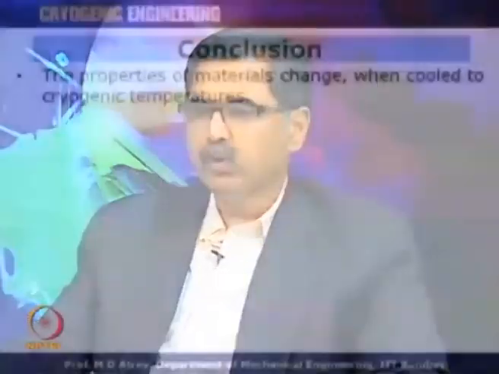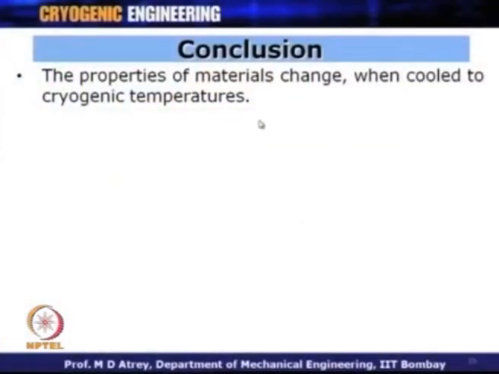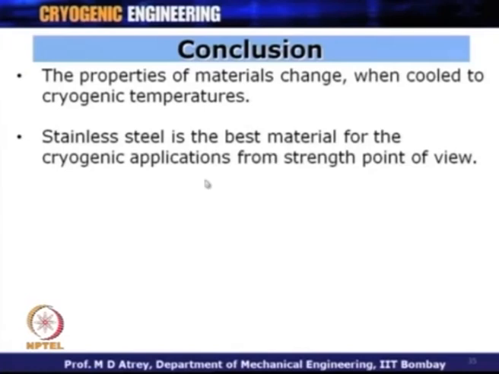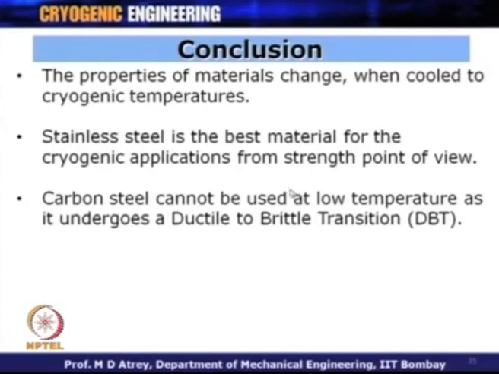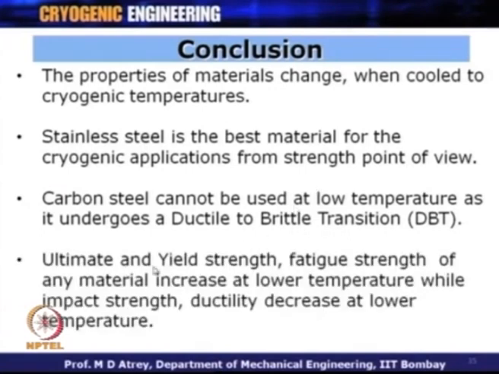Just to conclude what we have done till now, we know that the properties of materials change when cooled to low or cryogenic temperatures. We have found that stainless steel is the best material for cryogenic applications from the strength point of view. So, if strength is a requirement, one should go for stainless steel only. Carbon steel cannot be used at low temperature as it undergoes a DBT, or ductile to brittle transition. Ultimate strength, yield strength and fatigue strength of materials increase at low temperature, while impact strength and ductility decrease at lower temperature.